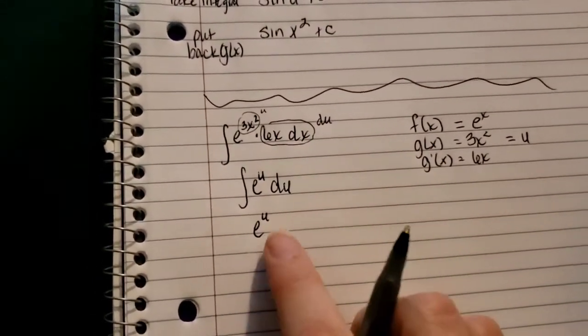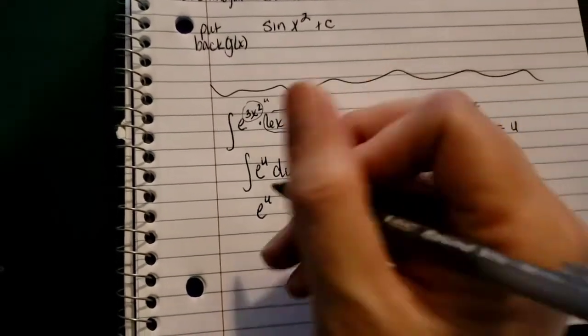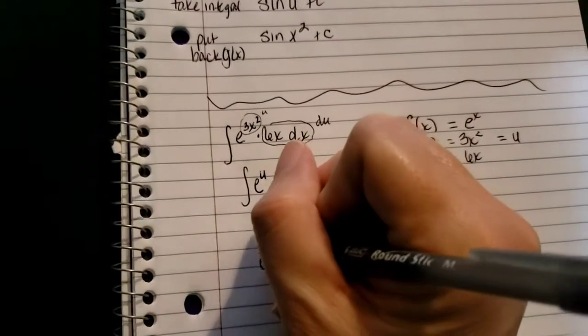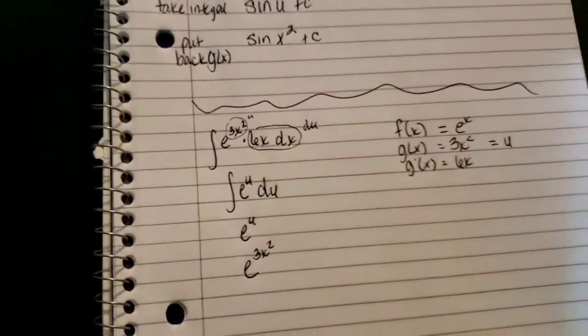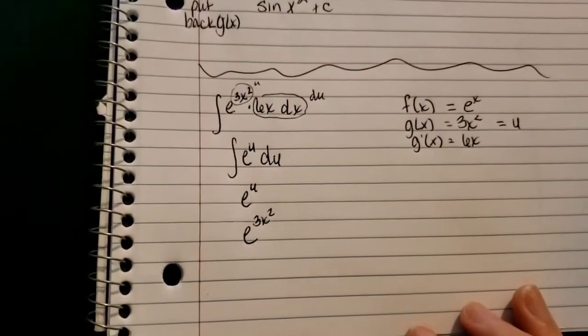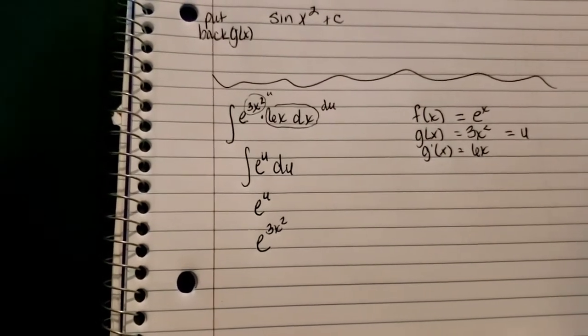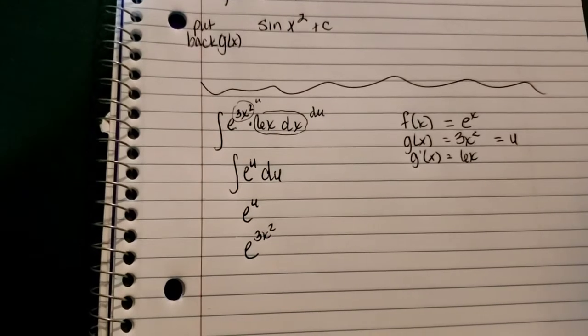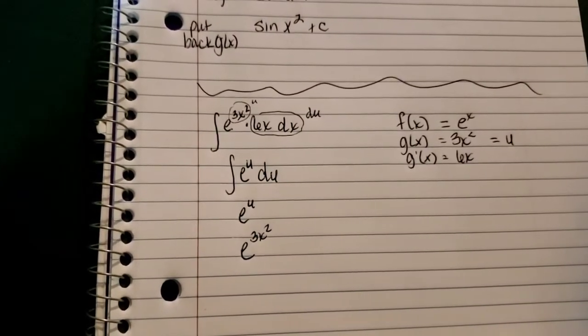And then I'm going to put my u right back in there. Put the g of x right back in for u. And that's it. That's all you have to do.